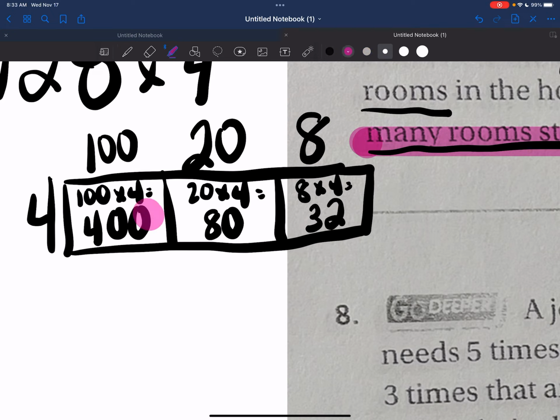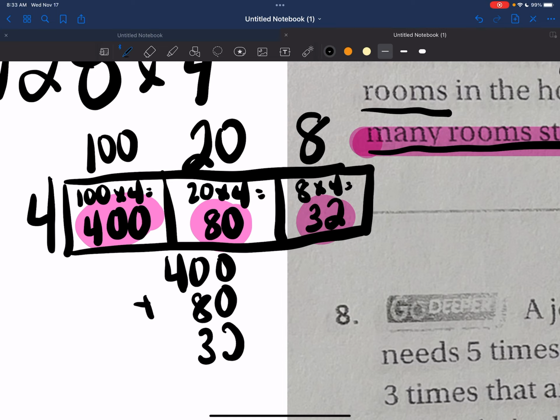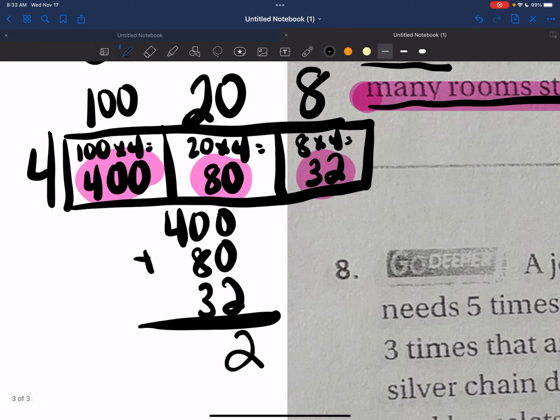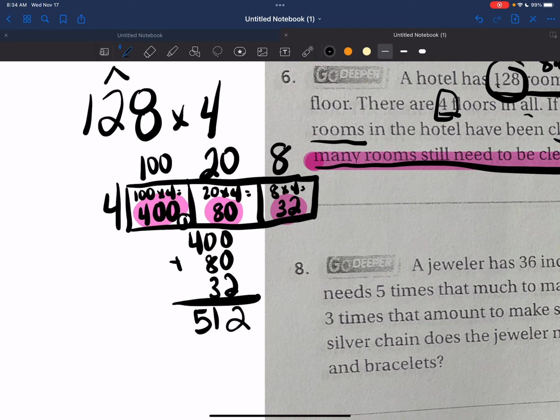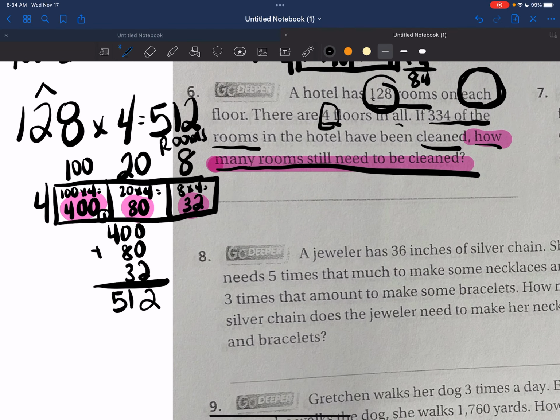And now we go back and add all of our products together. 400 plus 80 plus 32. Start in your ones place. 0 plus 0 is 0. 0 plus 2 is 2. Move to your tens. 0 plus 8 is 8. 8 plus 3 is 11. Carry your 1. 4 plus 1 is 5. So we know that 128 times 4 is 512. We know that there are 512 rooms in this hotel. However, we're not finished yet because that's not what the question asked.